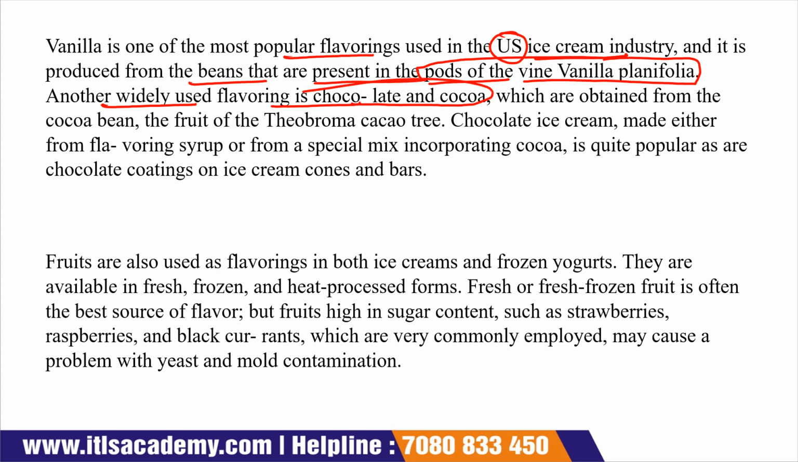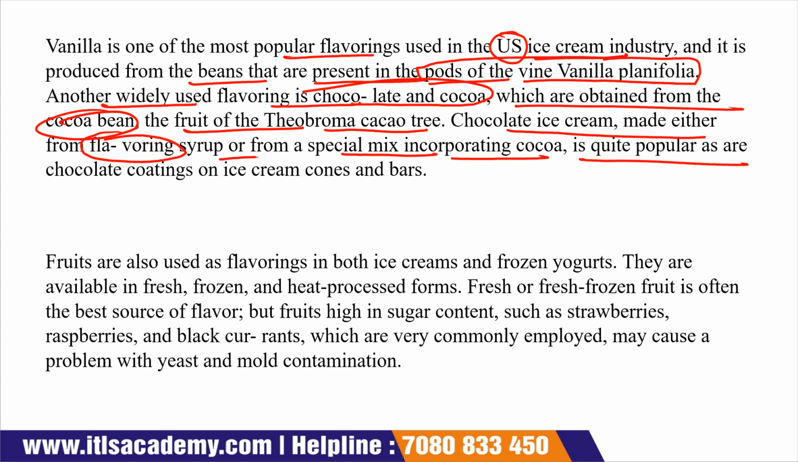Another widely used flavoring is chocolate and cocoa, which are obtained from the cocoa beans, the fruit of the Theobroma cacao tree. Chocolate ice cream is made either from a chocolate syrup or from a special mix into which cocoa is already incorporated, and is quite popular, as are chocolate coatings on ice cream cones and bars.